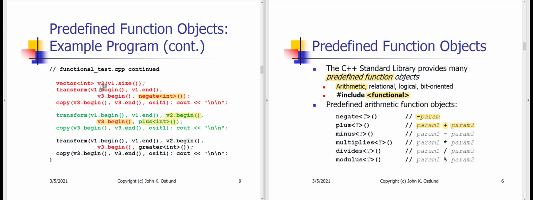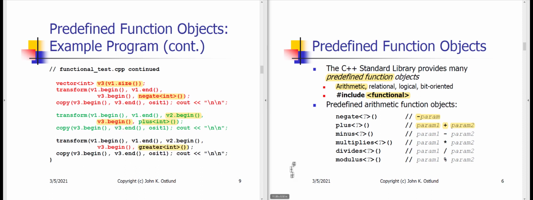All right, so whereas v3 initially was just filled with zeros, then we put the negative of V1 into V3. Now we're putting the sum of V1 and V2 into V3 and displaying that.